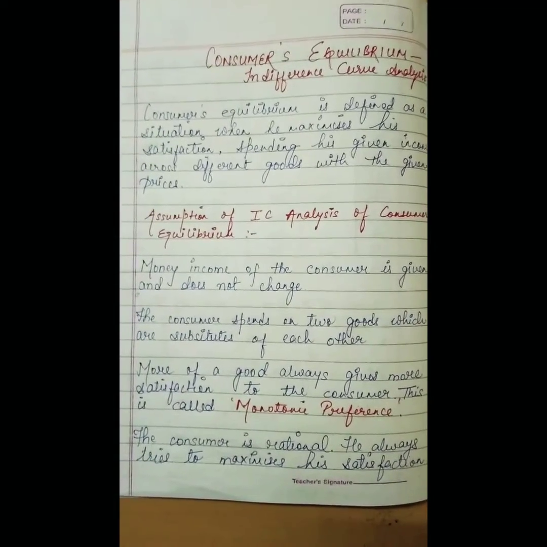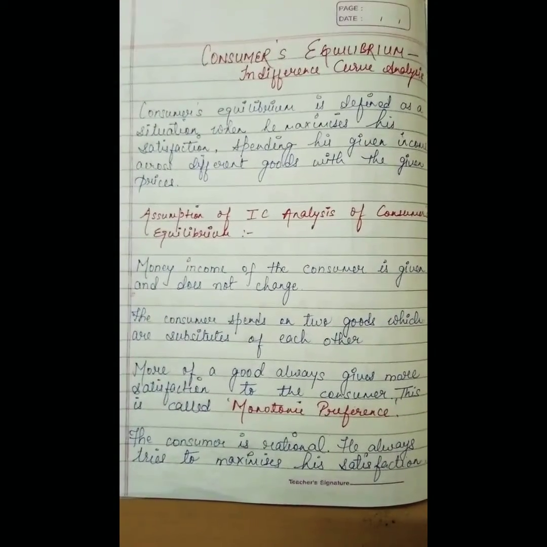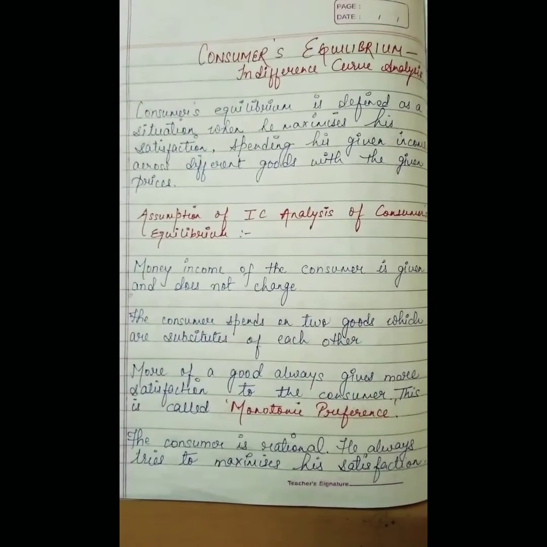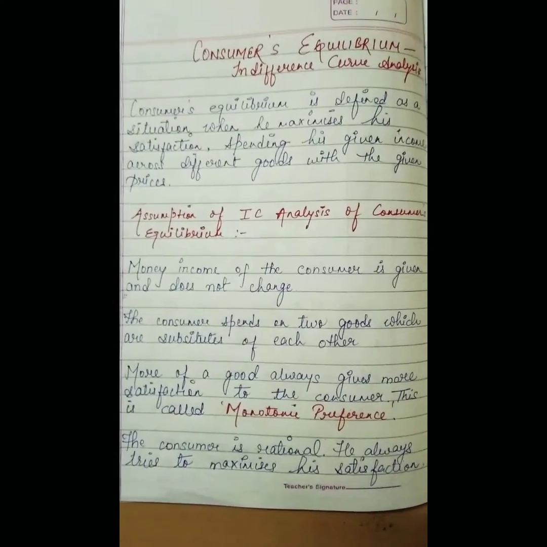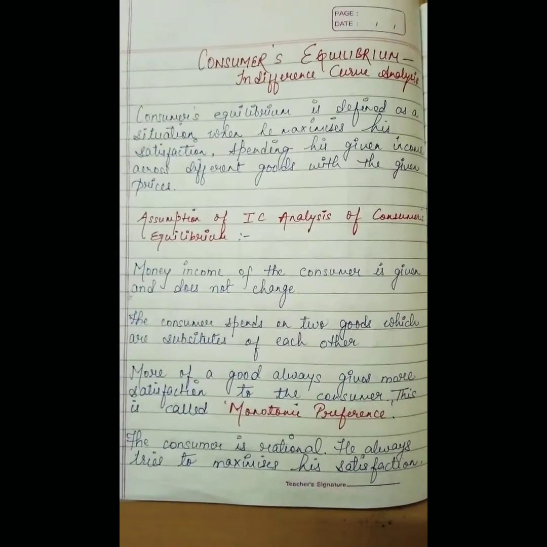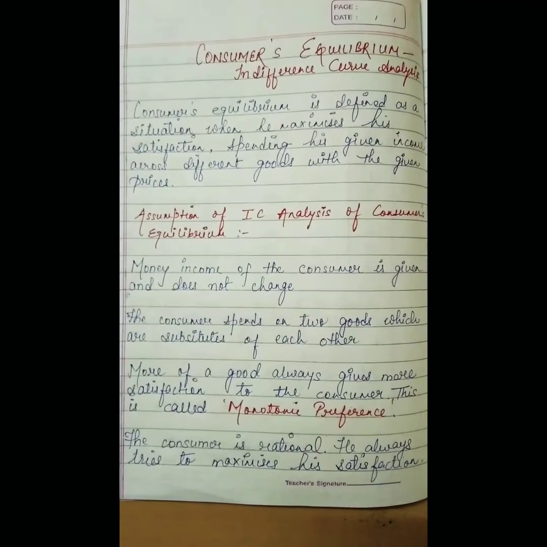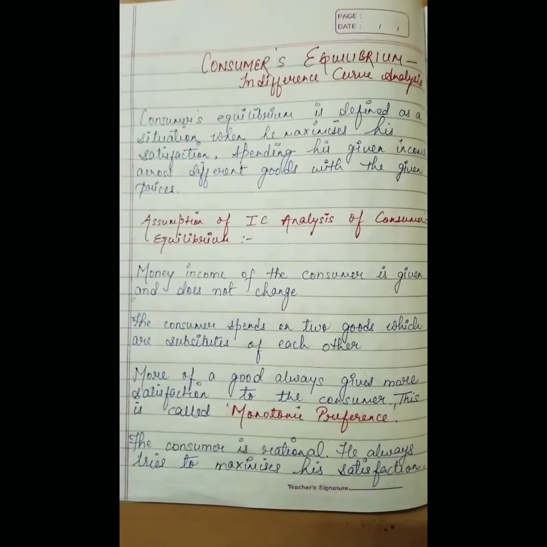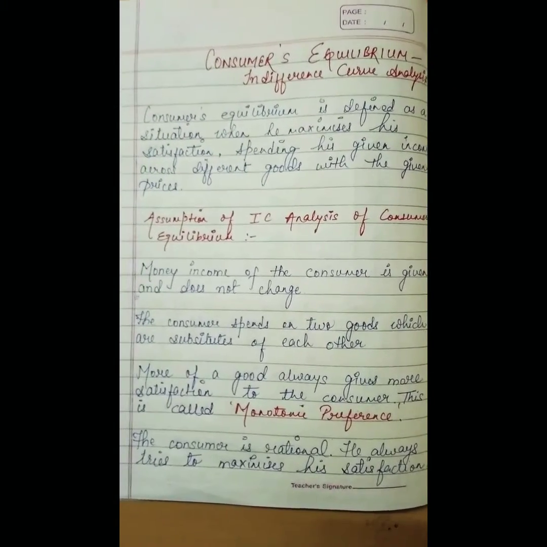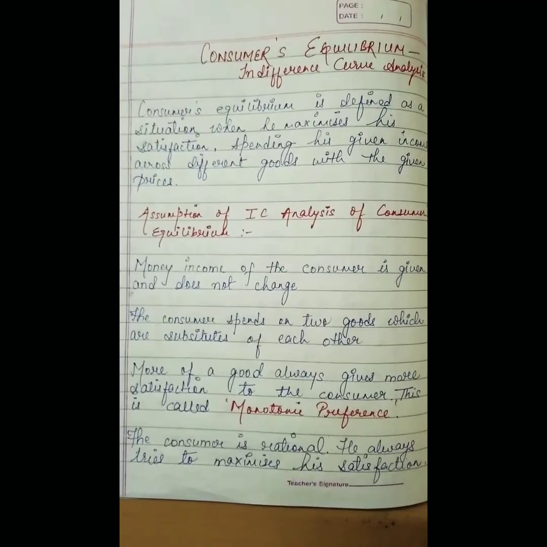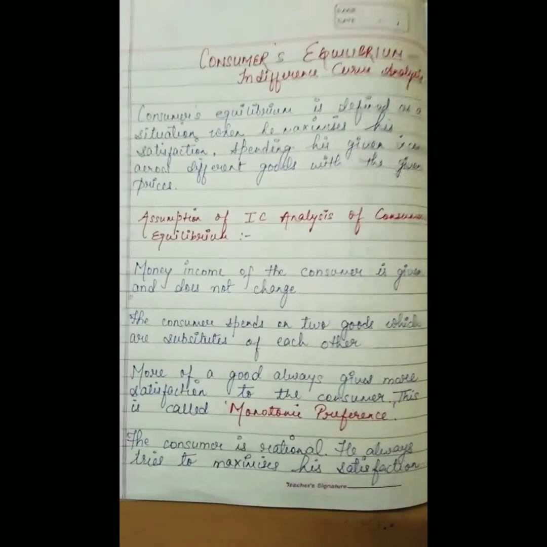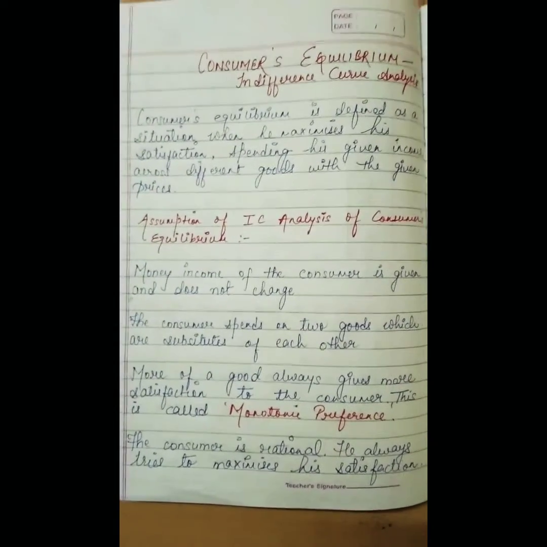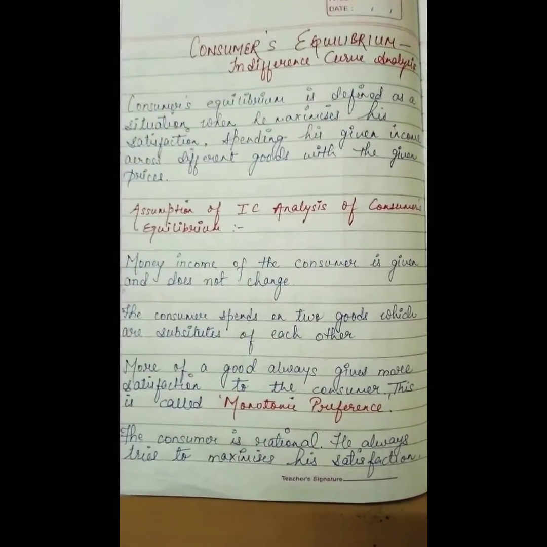Now you all know what consumer equilibrium is. Once again, let me revise. Consumer equilibrium is defined as a situation where the consumer maximizes his satisfaction spending his given income across different goods with the given prices. So here, what you are studying, consumer equilibrium in indifference curve analysis, is defined as a situation where the consumer maximizes his satisfaction spending his given income across different goods with the given prices. And you have studied consumer equilibrium in previous lectures also.